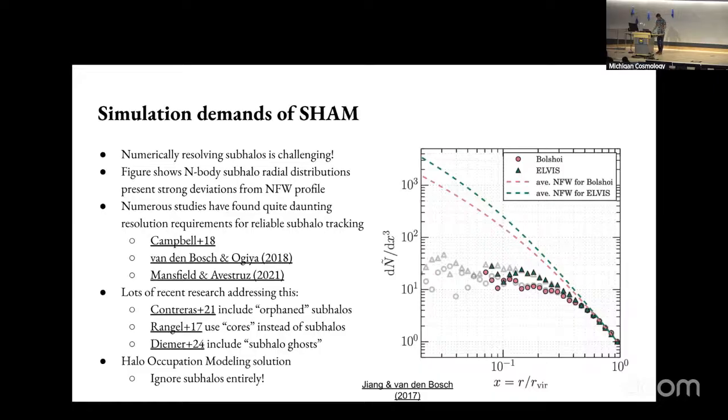All right, so it's the last lecture. It's Friday afternoon. It's officially afternoon. The last lecture is about halo occupation models. So this is an alternative to subhalo abundance matching.